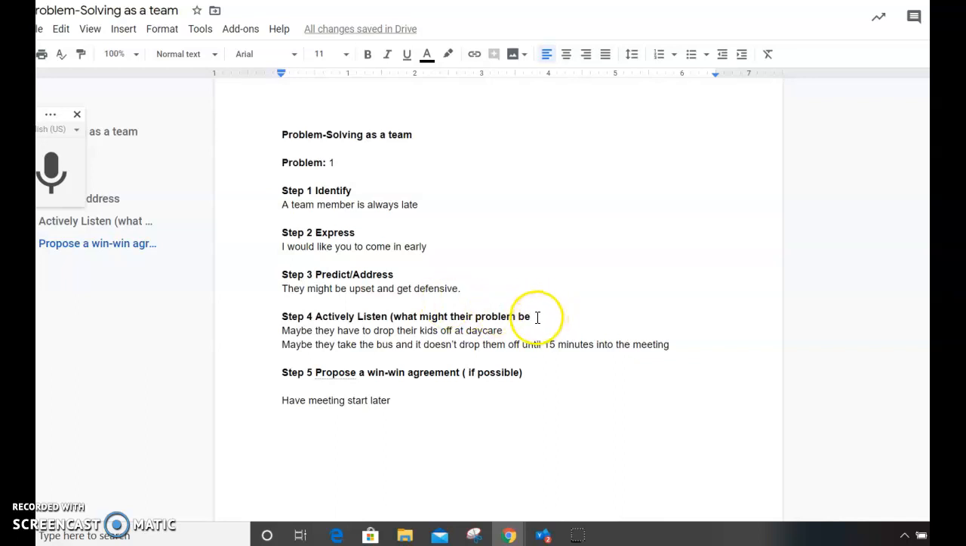So then this really, ooh, I forgot a bracket. My bad. And actively listen is when this part really kicks in. What might the problem be, right?